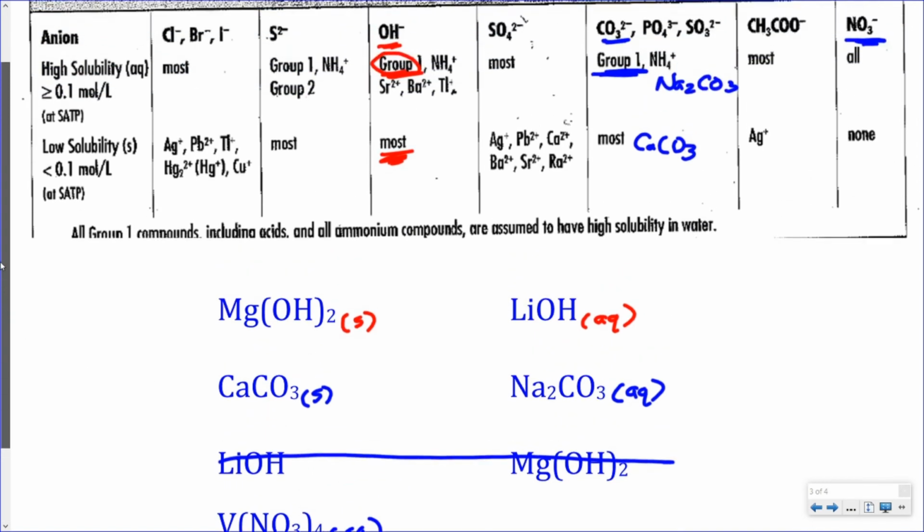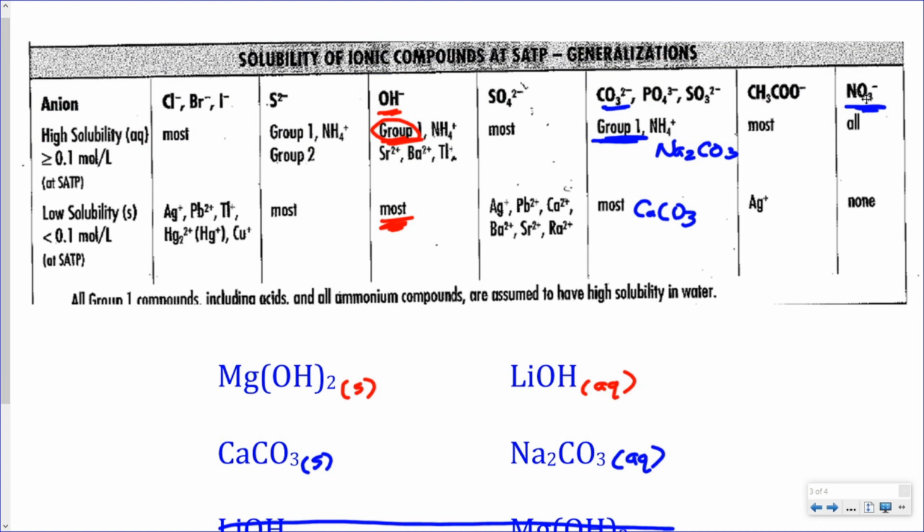Two tricks. Anything with nitrate in it will always be highly soluble. The other one is any compound containing a group 1 cation is also going to be highly soluble. You'll see here most group 1, most group 1, most, and all. Group 1s are all going to fall in here. So anything with a group 1 will also be highly soluble.